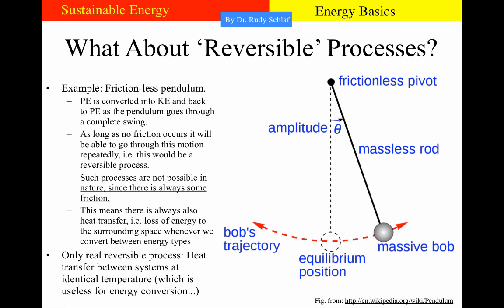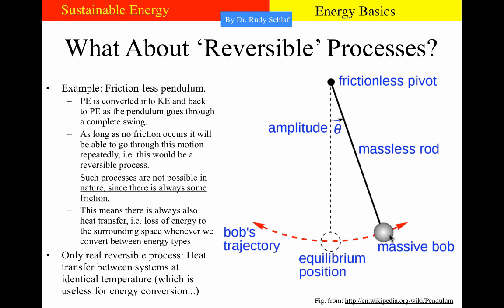So we just saw that all processes that involve heat are irreversible. Once the heat is gone, the energy is gone, and we cannot really do anything about getting it back. An interesting question is, are there reversible processes in nature? Now, if you look at a pendulum, of course in the pendulum we always transfer potential energy to kinetic energy and then back to potential energy. And so this can go on forever if we assume that there is no friction. And the big word here is assume.